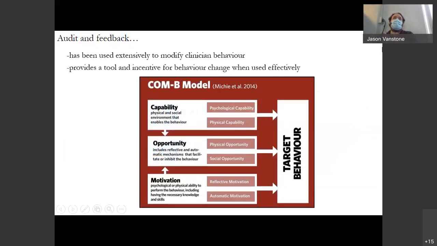And that's really what I like about audit and feedback, it's both a tool and an incentive for behavior change, as long as you're using it effectively. And that is a key piece of that. But if you think about behavior change, and this is just one model that I like to use, this COM-B model, whatever your behavior is, that behavior is a function of a person's capability, opportunity, and motivation to perform that behavior.